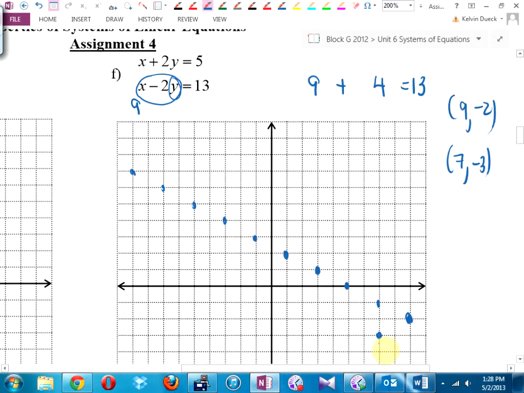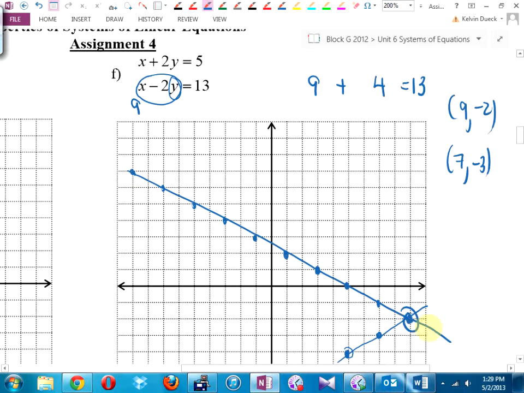I'm looking, it looks like it's going up 1 over 2. I'm wondering if that point there will work. 5, negative 4, I put a 5 there, plus, yeah, you know what, that point works. So it looks like that, and that's where they cross.